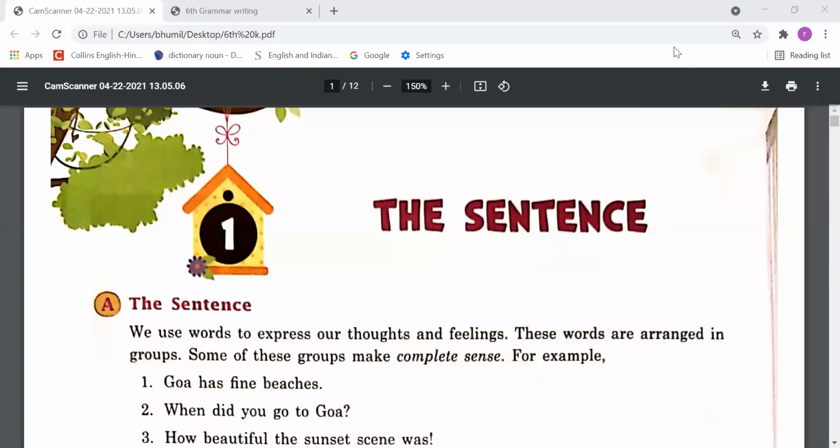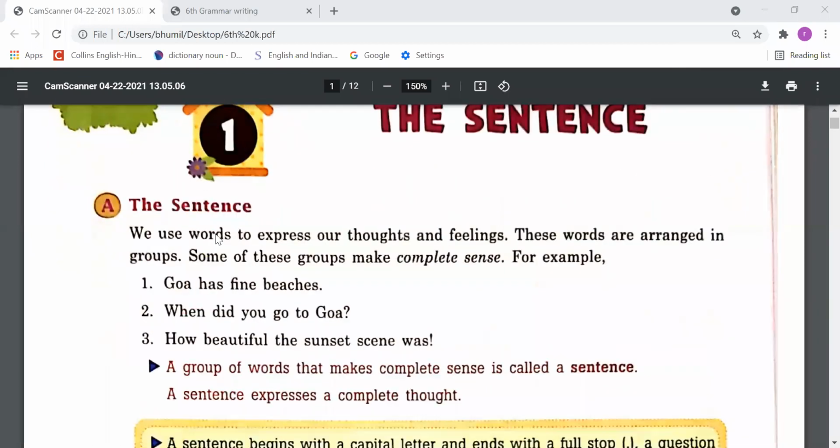Good morning, everyone. It's your English class, and today we are going to study the first chapter of our grammar book, that is the sentence. This chapter we are going to study today. Okay, so let's start. The sentence.